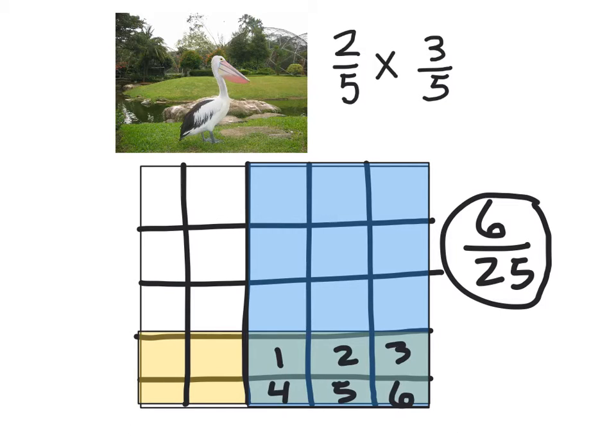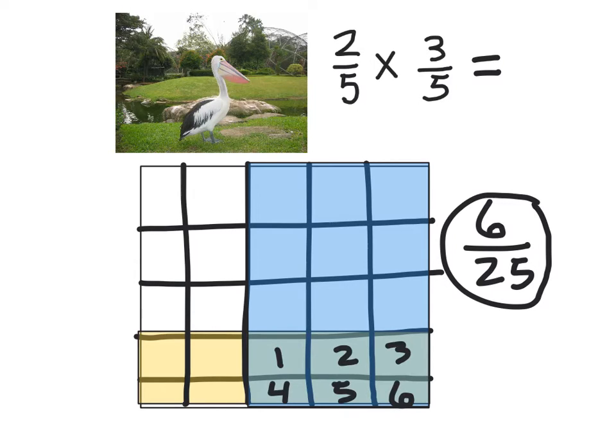That is pretty awesome, my friends. Hey, this is how you solve the problem with the mathematical model. Let's go ahead and look at how you would solve it with the algorithm. Well, multiplying fractions is super simple, my friends. All you have to do is set up your fractions like this, then you multiply your numerators and you multiply your denominators. So let's go ahead and do that right now.